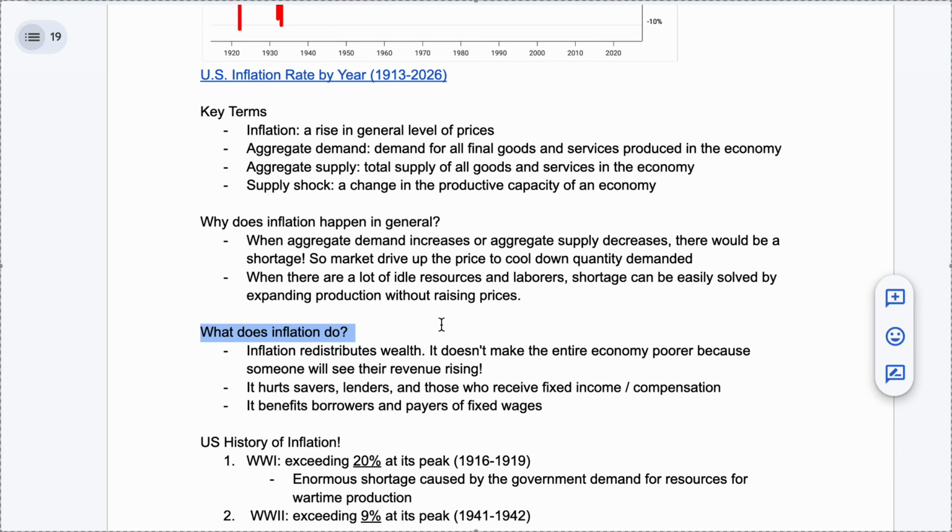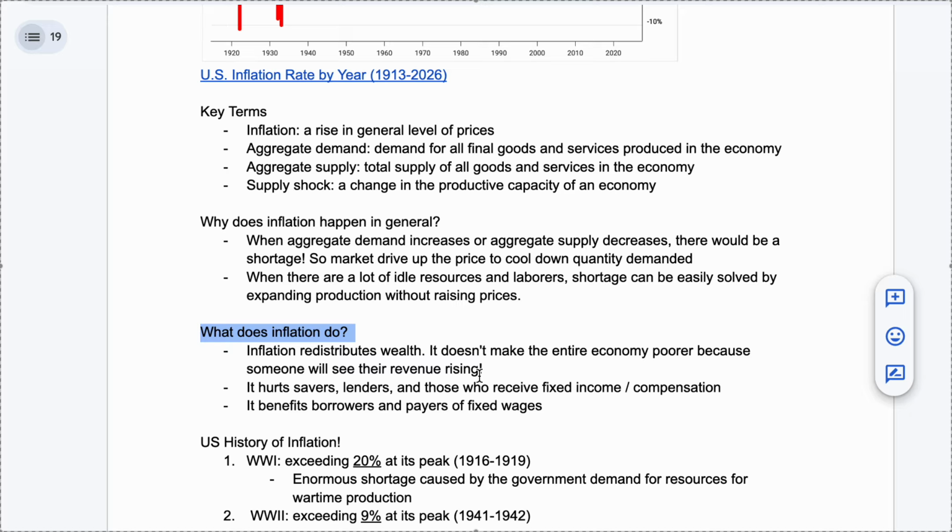Okay, we need to know what inflation actually does to people. So what we really need to know is that inflation redistributes wealth, and it doesn't make the entire economy poorer. If you imagine the price of all goods and services going up over time in the US, you might feel like US people are getting poorer and poorer. That is not entirely true.